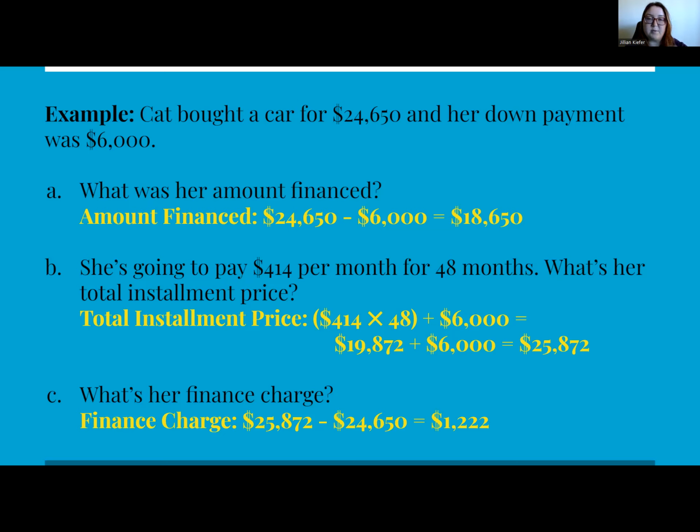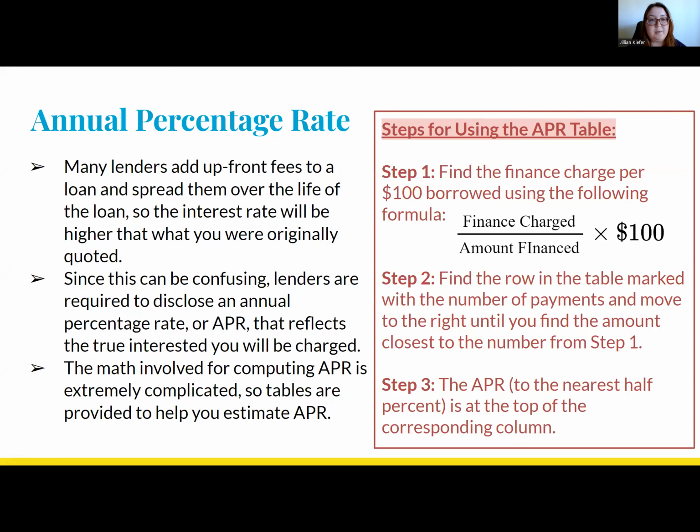So those are some key terms we're going to go through and just their formulas, so we're a little bit familiar with the formulas as we go forward. Here we have annual percentage rate. Many lenders add upfront fees to a loan and then spread them over the life of the loan, so your interest rate is actually higher than what you were originally quoted.